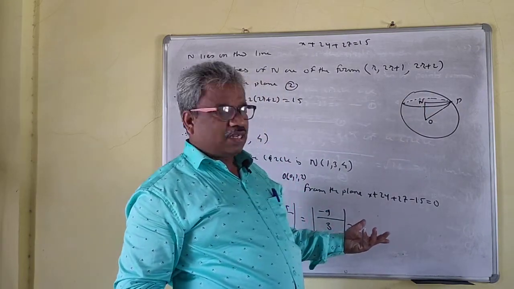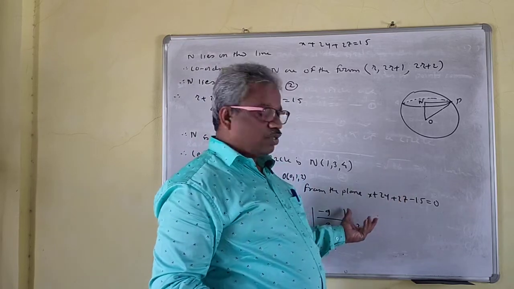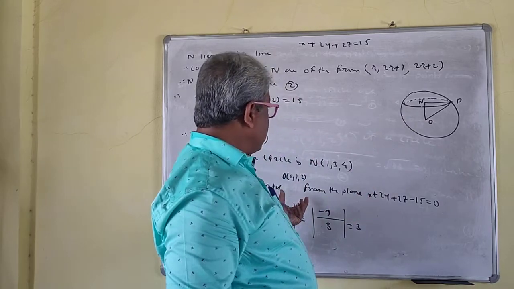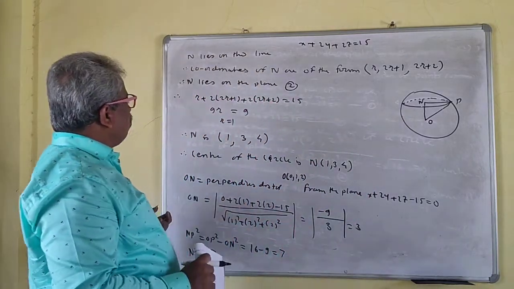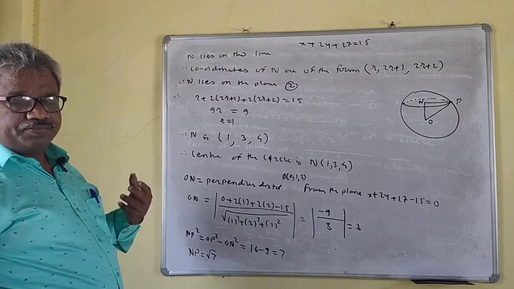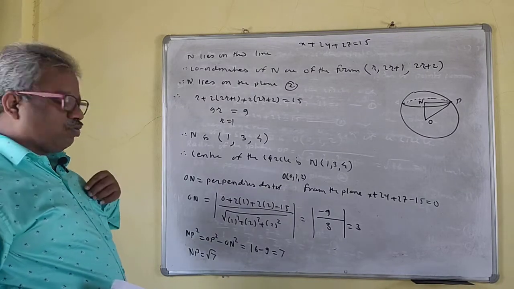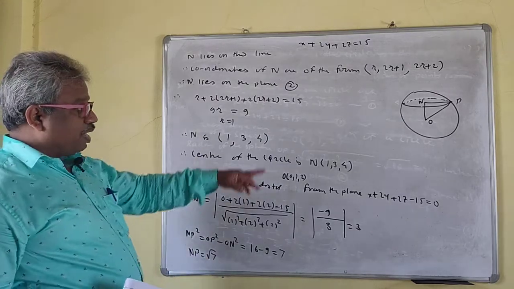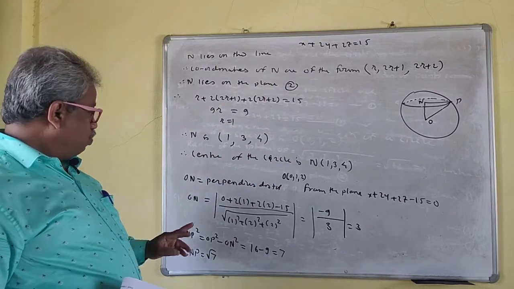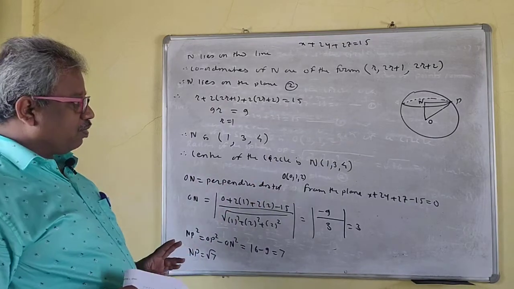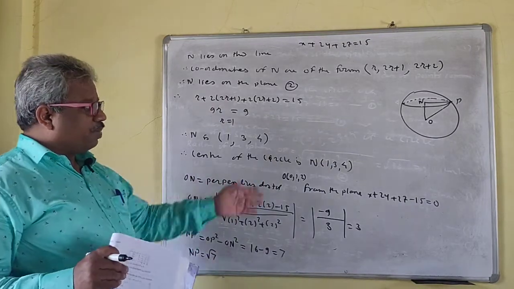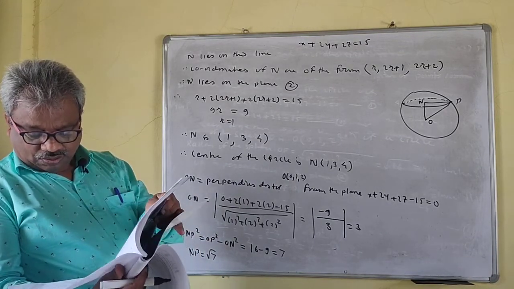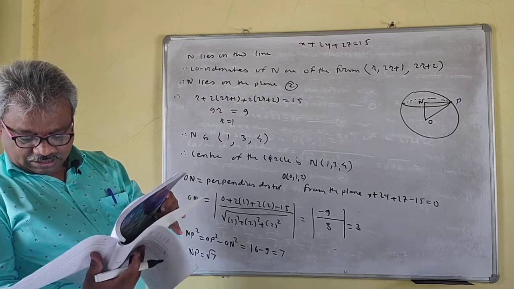If you want only the radius of the sphere, or the radius of the circle, then there is no need to find N here. If you only want the radius, no need to find N. You can find ON, then you can find OP. ON is the distance of the perpendicular from this one. So this is 3, and by the distance formula also it is 3. No problem for this one.